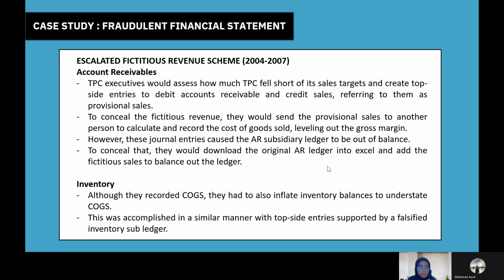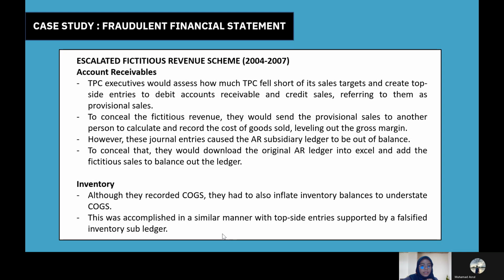As for inventory, although COGS was already recorded, the company still needed to inflate its inventory balances to understate its COGS. This was accomplished in a similar manner. Like before, they created top side entries, and this time the top side entries were supported by a falsified inventory subledger.